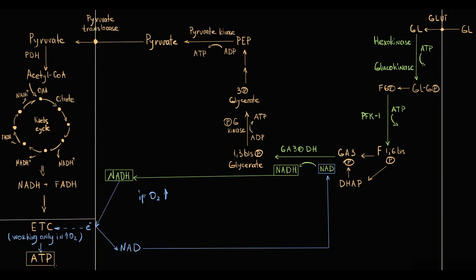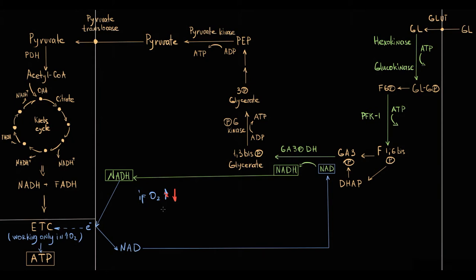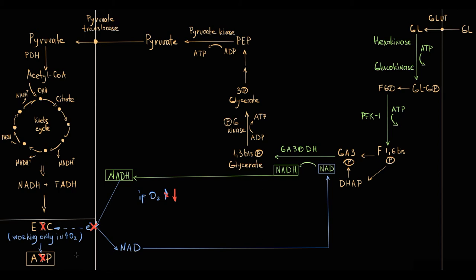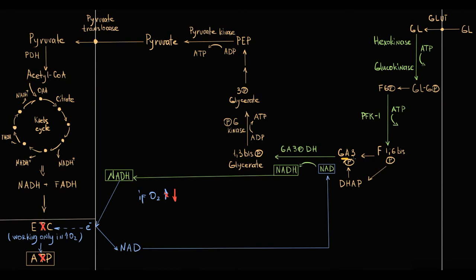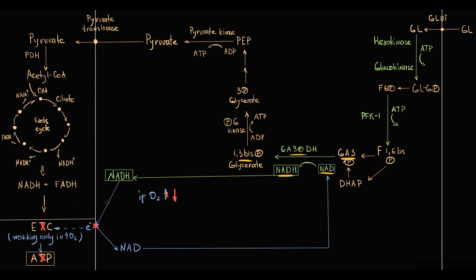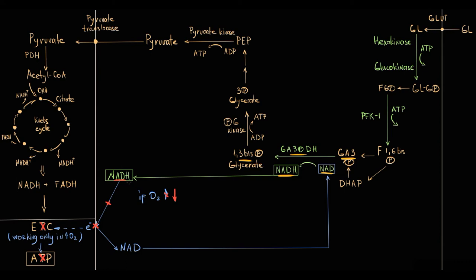But if ischemia occurs and the cell does not have a sufficient amount of oxygen, in anaerobic conditions, the electron transport chain is not working. So mitochondria cannot produce any energy. And also without the electron transport chain, NADH cannot get rid of electrons. But NADH anyway must be converted back to NAD because glyceraldehyde-3-phosphate dehydrogenase cannot provide oxidation without NAD. And without this reaction, it's impossible to maintain glycolysis. So because the electron transport chain is not working, NADH molecules progressively accumulate in the cytosol, and they have to find something to which they can donate these electrons.